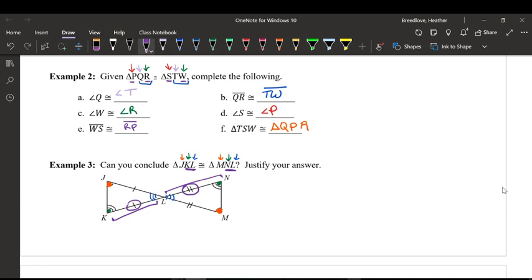No. So if one set of sides is not congruent, that's enough to say that the triangles are not congruent, because all parts have to be congruent in order for the triangles to be congruent. So the answer is no, because it's asking, can you conclude they are congruent? No, you cannot. Why? Because segment KL is not congruent to segment NL. And it doesn't matter if there's more ways to prove it false. Once you prove it false once, that's all you have to do.